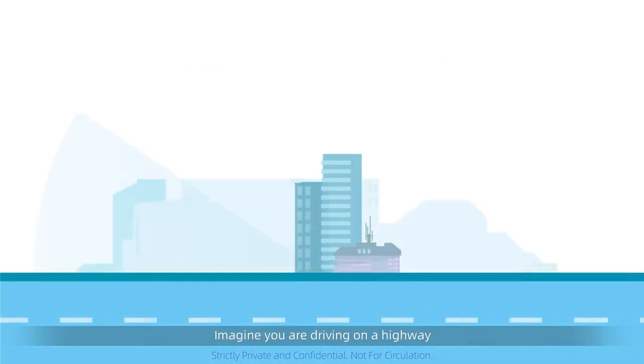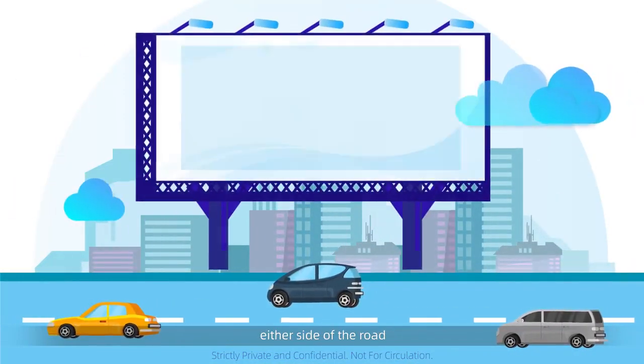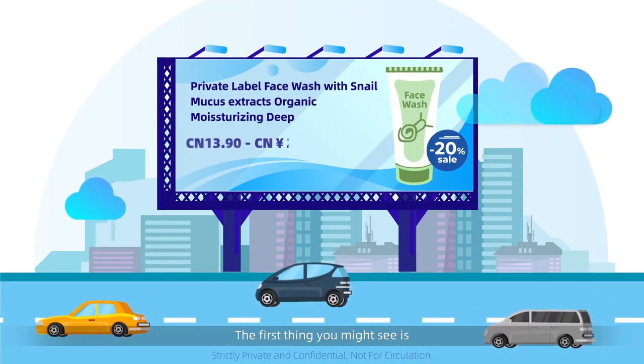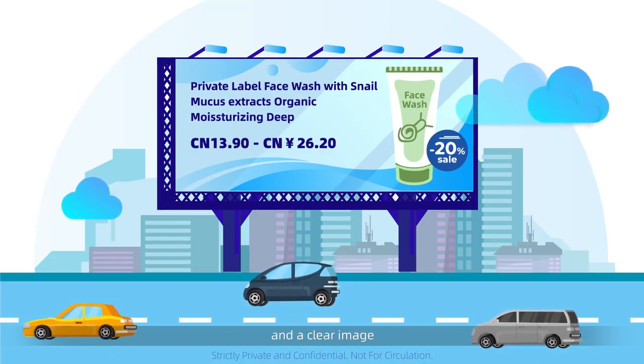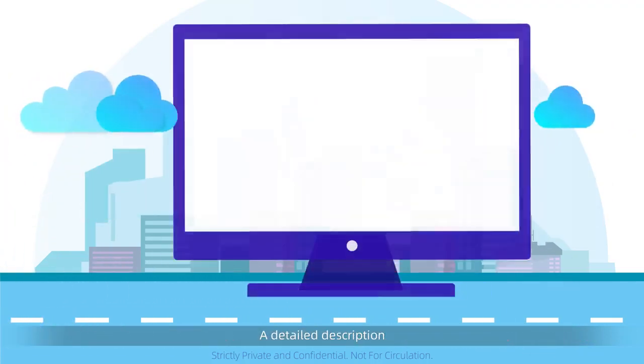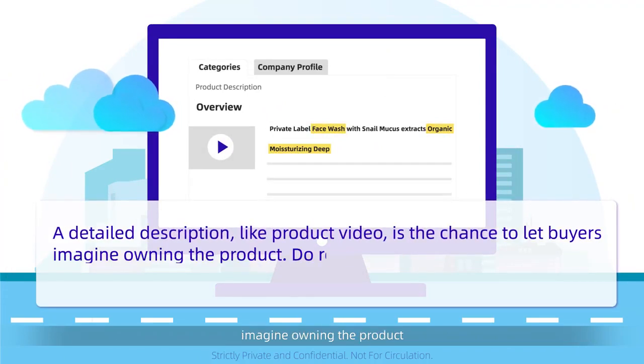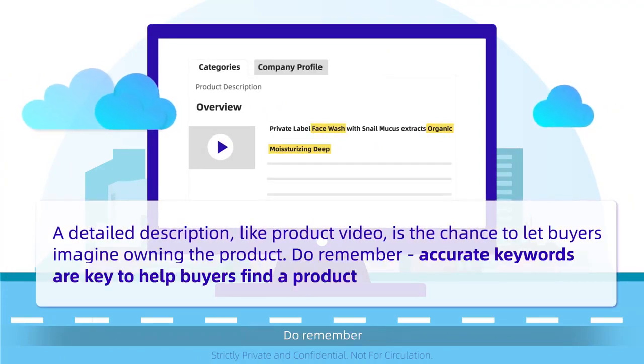Imagine you're driving on a highway. You must have noticed the billboard advertisements lining either side of the road. The first thing you might see is the product name and a clear image, which would definitely catch your attention. A detailed description, like a product video, is a chance to let buyers imagine owning the product. Do remember, accurate keywords are key to help buyers find a product.